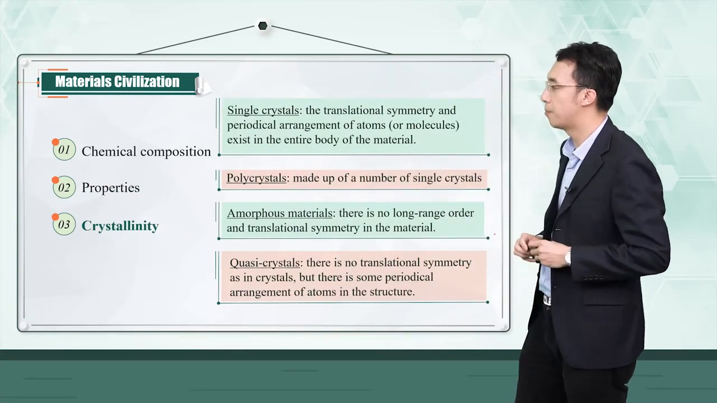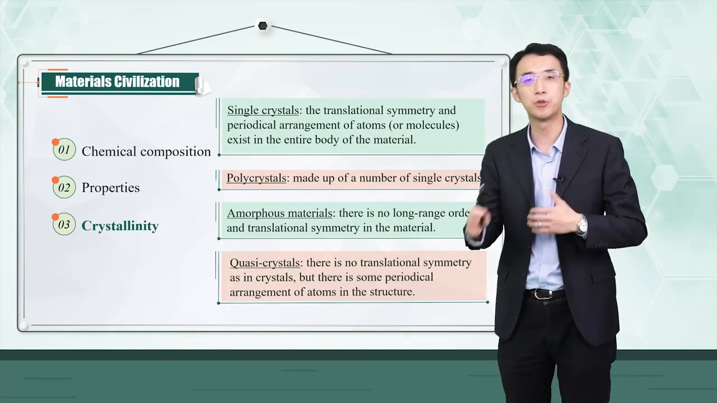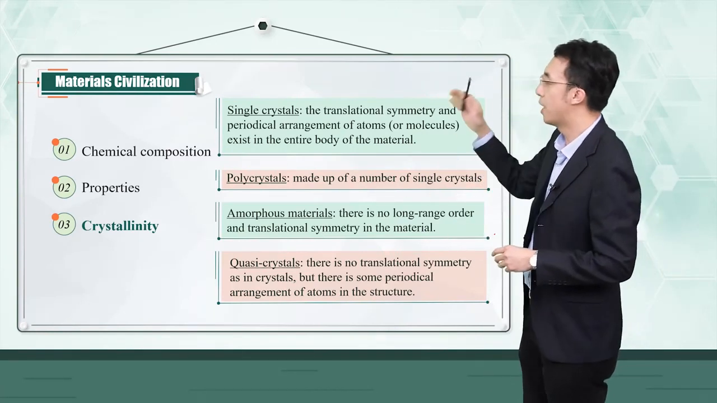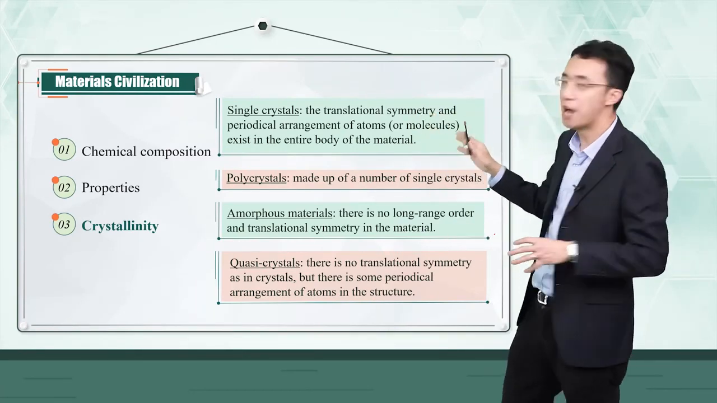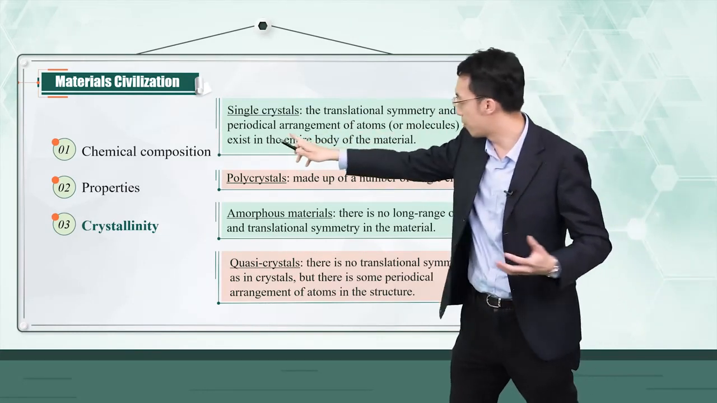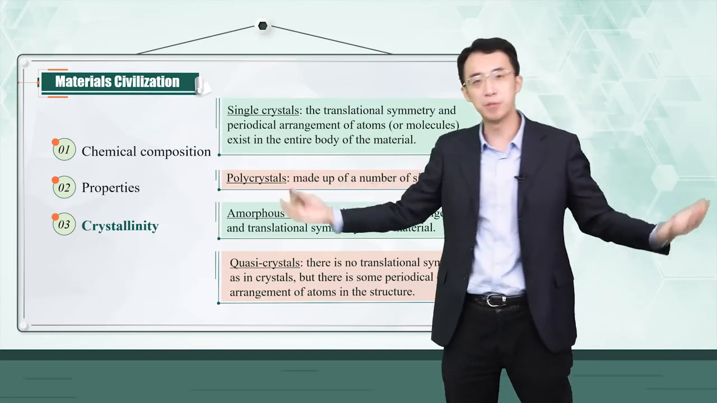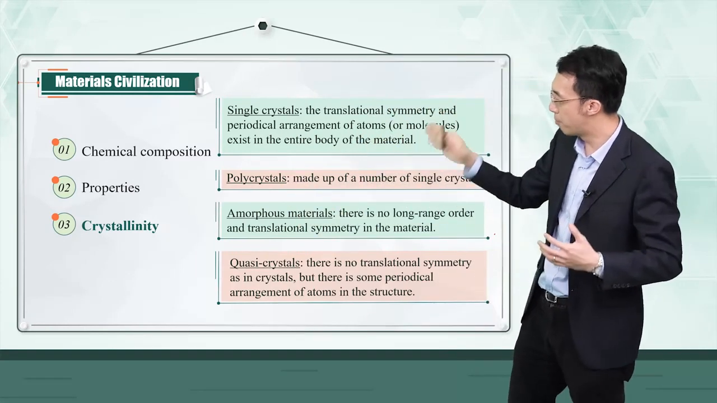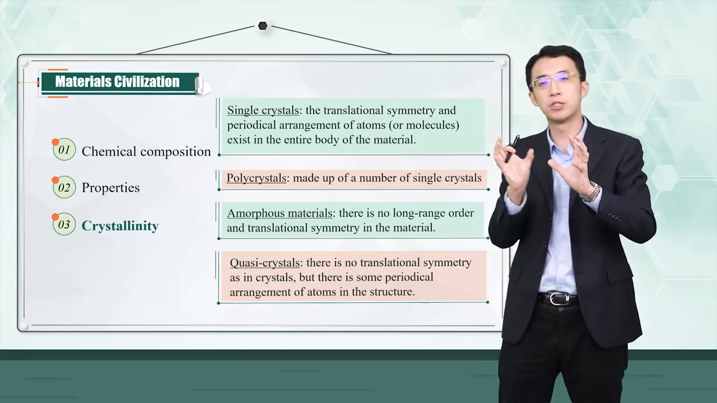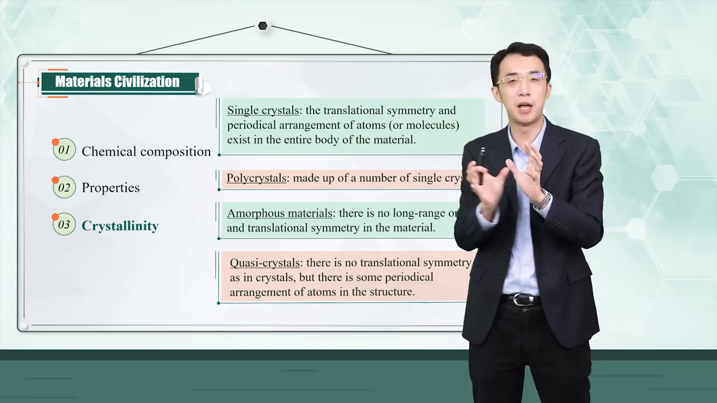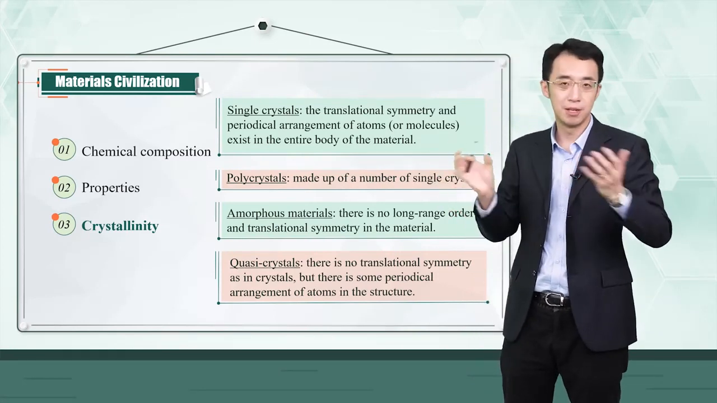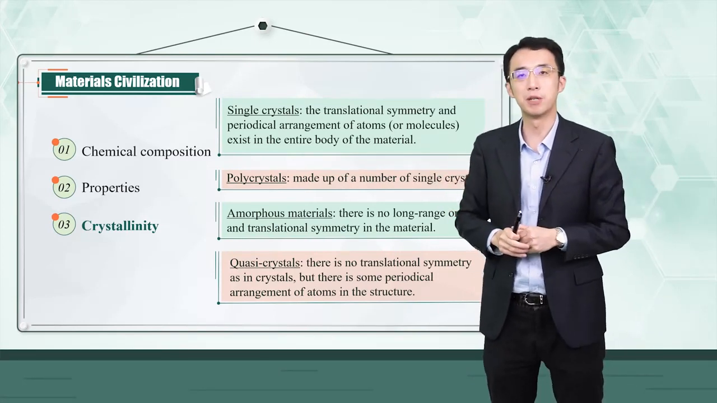Materials can also be divided into different groups based on their crystallinity, or the crystal structure. You have single crystals, where you have complete translational symmetry and periodic arrangement of atoms across the entire material. That's called a single crystal. And a polycrystal is made up of a number of single crystals, which are divided and separated by a defect called grain boundaries.